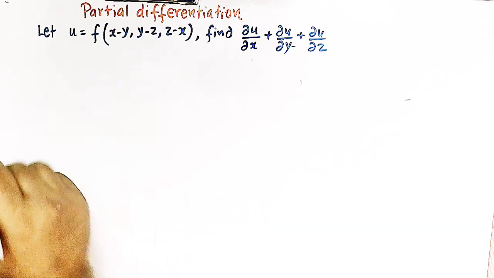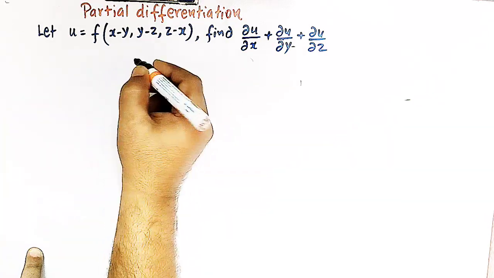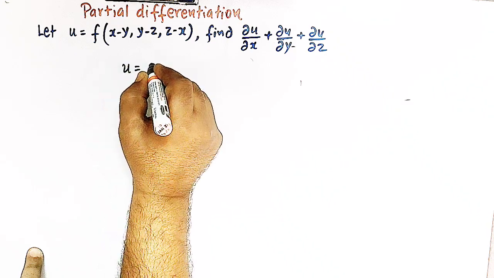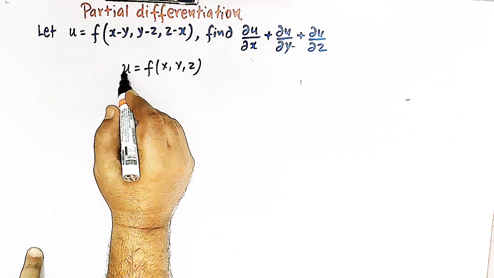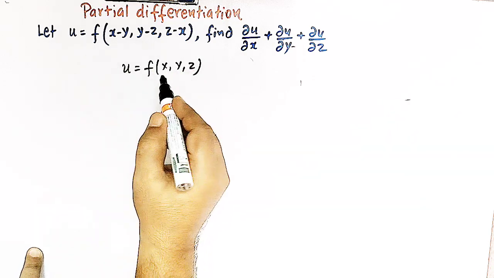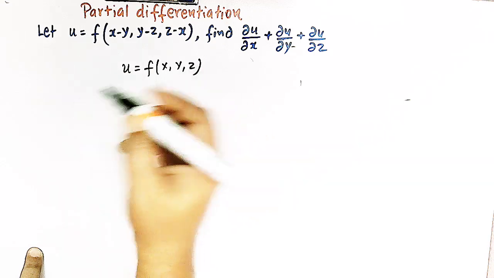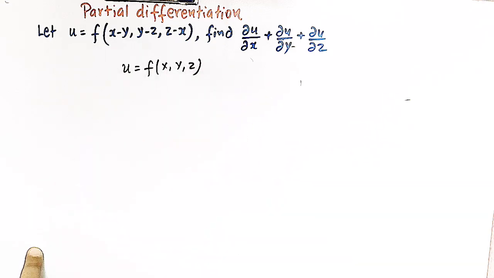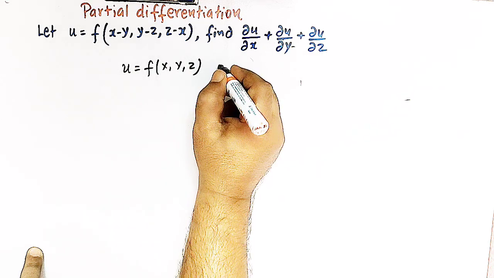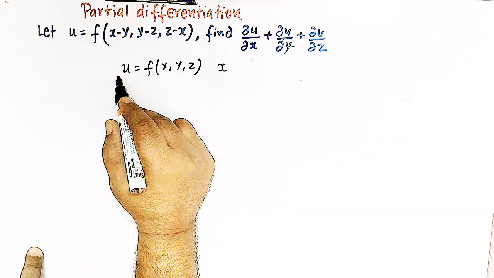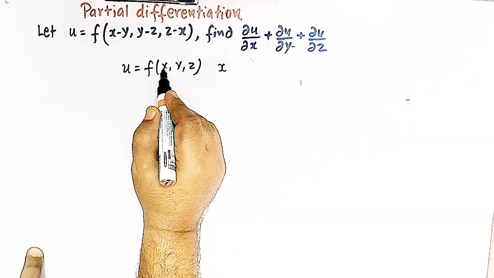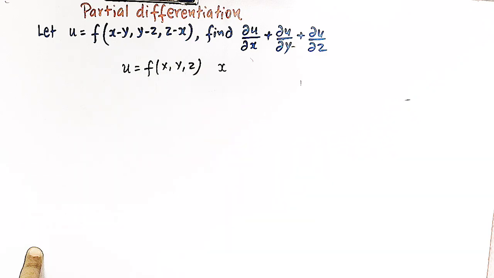So now let us first consider the case where we have a function, say u, which is a function of x, y, and z, right? So here we are given a function u, which is a function of x, y, and z, and further x, y, and z are functions of a single variable, say t, right? So here we are given u as f of x, y, z, that is u is a function of x, y, z, and further x, y, and z are functions of some single variable t.